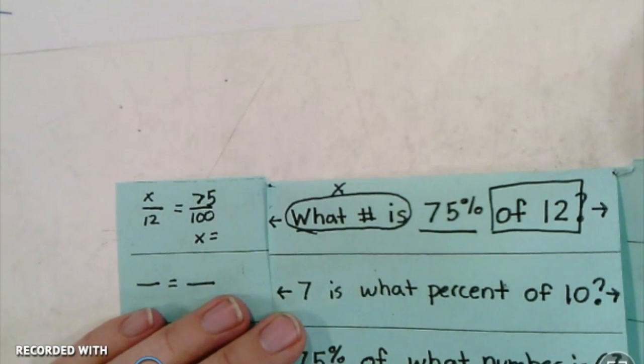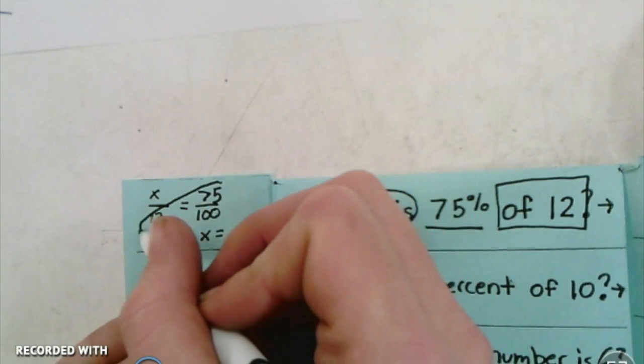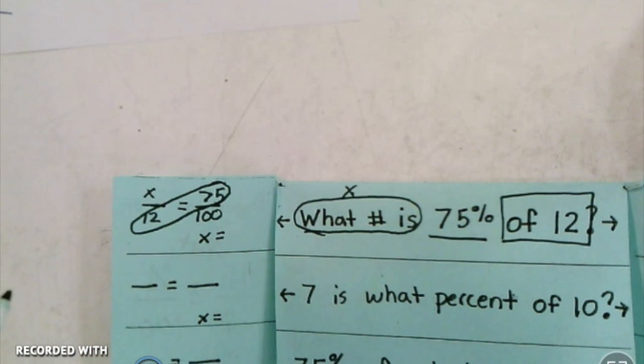Now I can use my calculator and solve this as we've gotten so good at doing. 75 times 12 divided by 100.